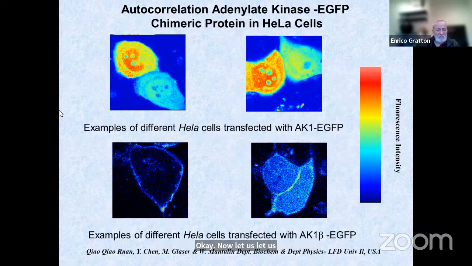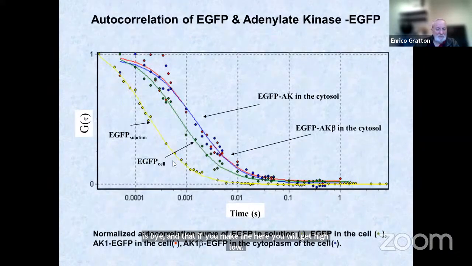This experiment was done in HeLa cells. They were transfected with the protein AK1-EGFP, which goes to the membrane, and you can see here that it goes to the membrane. These are without AK1, and these are with AK1. You can see that the membrane is brighter than the rest, and if you draw a line here, you will get high, low, high and low again. This is what is shown here.